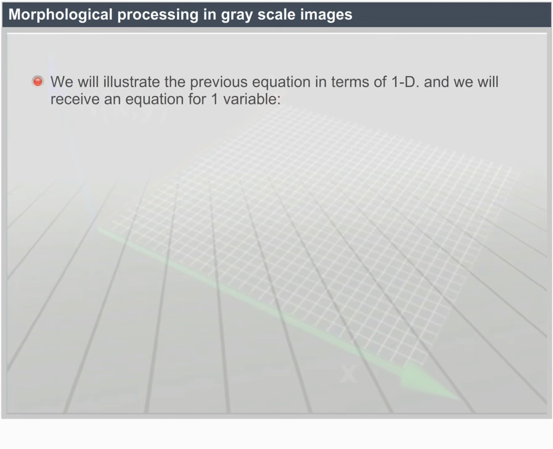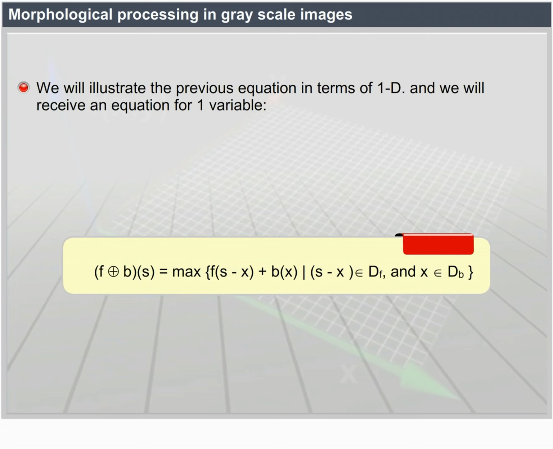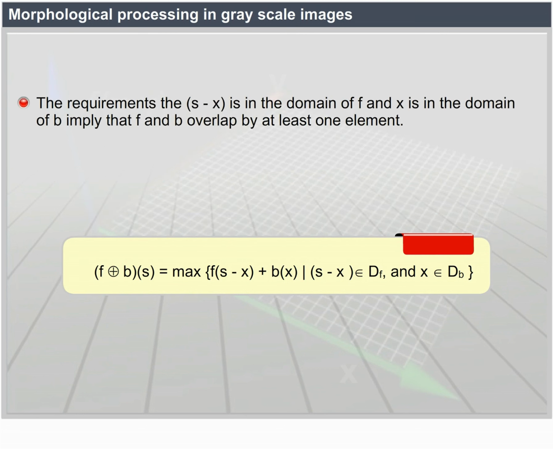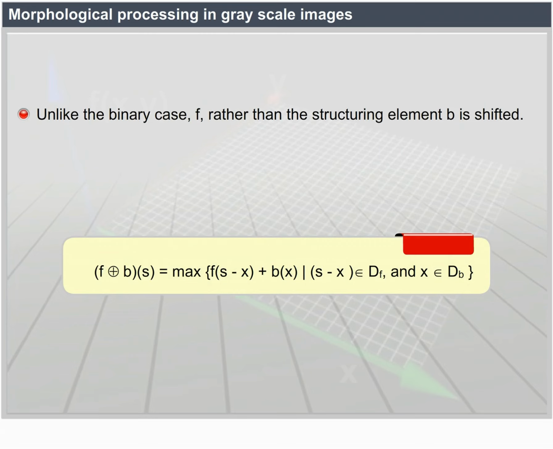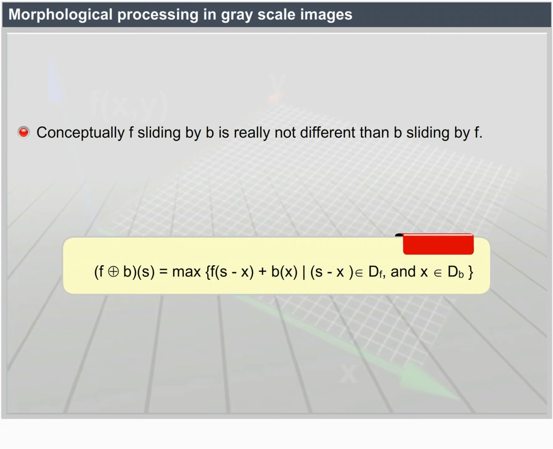We will illustrate the previous equation in terms of one variable, and we obtain an equation for one variable as shown. The requirements that s minus x is in the domain of f and x is in the domain of b imply that f and b overlap by at least one element. Unlike the binary case, f, rather than the structuring element b, is shifted. Conceptually, f sliding by b is really not different than b sliding by f.